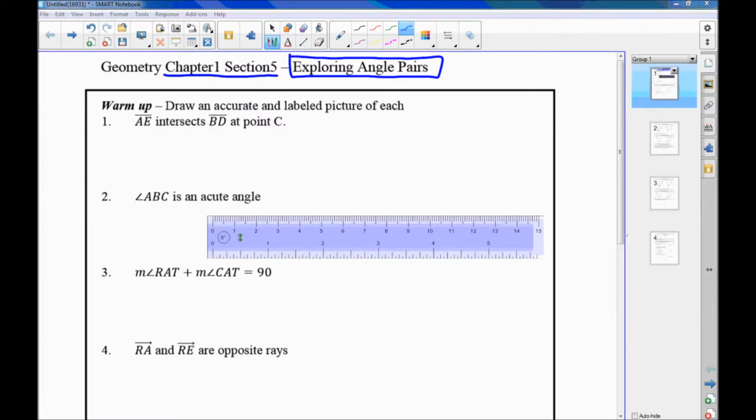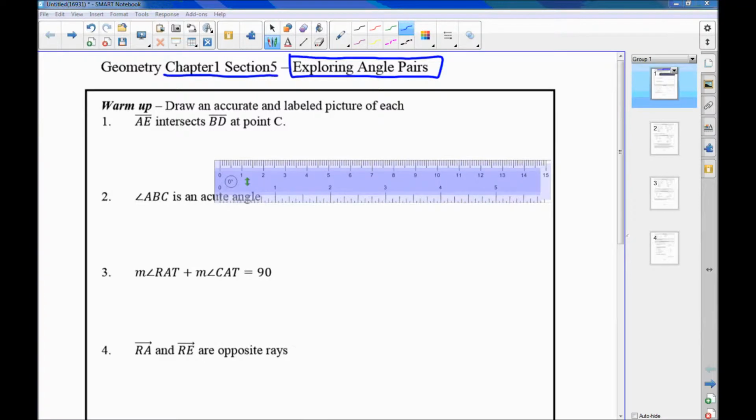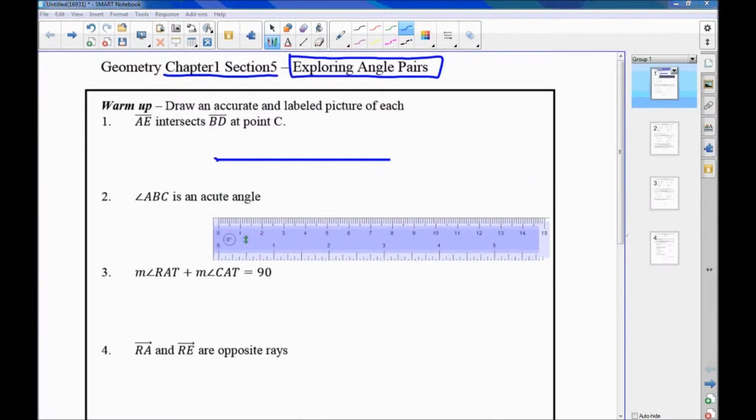A warm-up. Draw an accurate and labeled picture of each. Okay, so our first one, AE intersects BD at point C. So this is our two segments, so we're going to use a ruler to draw this so it's nice and neat. Okay, so here's my first line, this line segment. This is line segment AE. Okay. And then I'm going to draw BD.